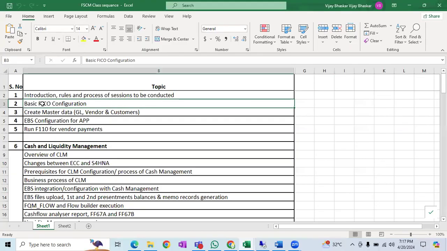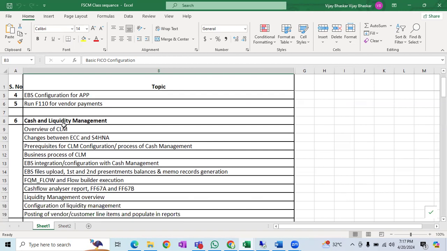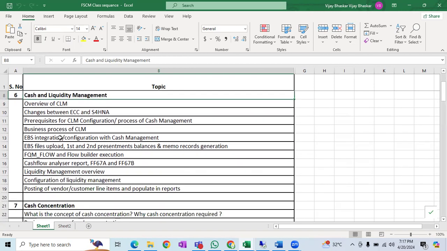So these are the topics which I am going to cover for FSCM in the Treasury and Risk Management batch. So basic configuration, then EBS configuration. Initially this is the setup which is mandatory. Once this is done, the first topic would be cash and liquidity management, how the cash and liquidity management will flow. Then what is the FQM flow and how it will be integrated to the EBS current day statements.